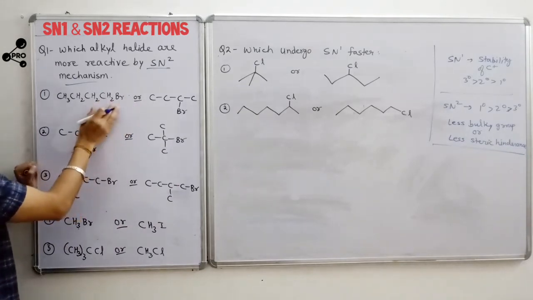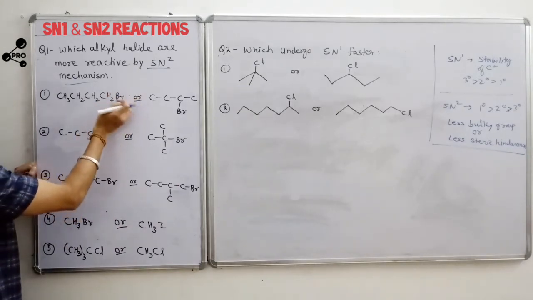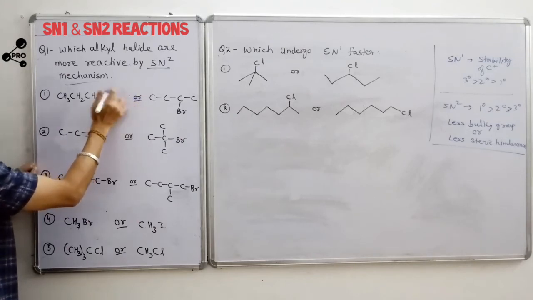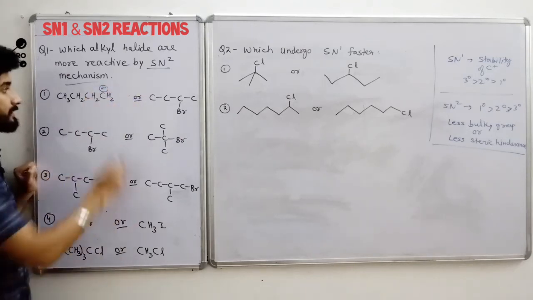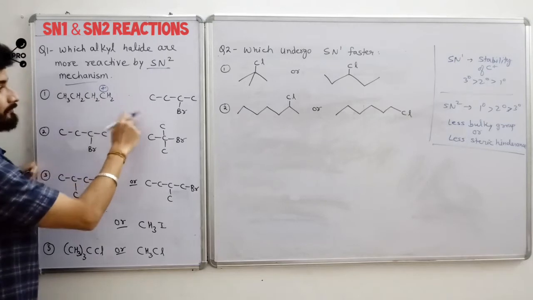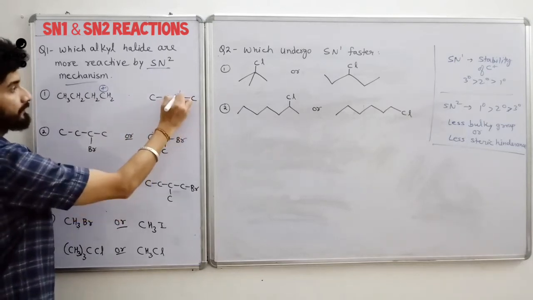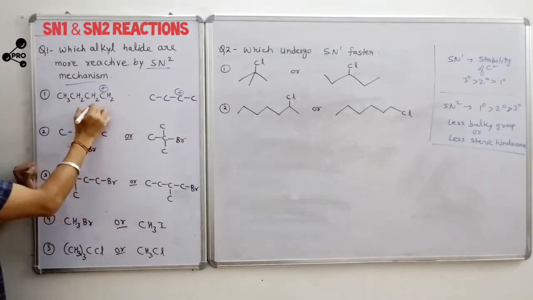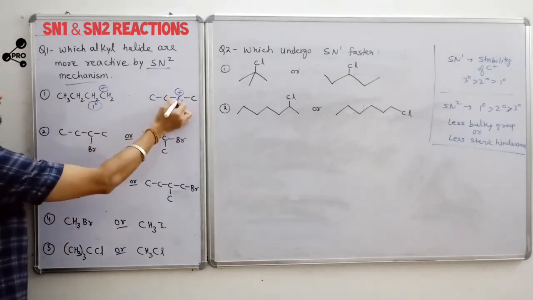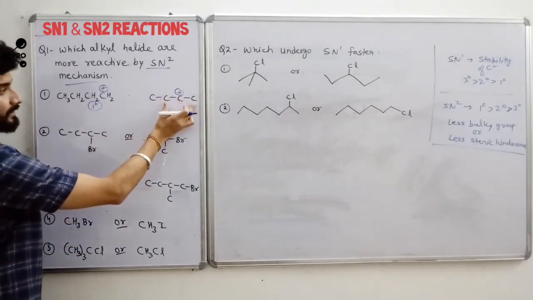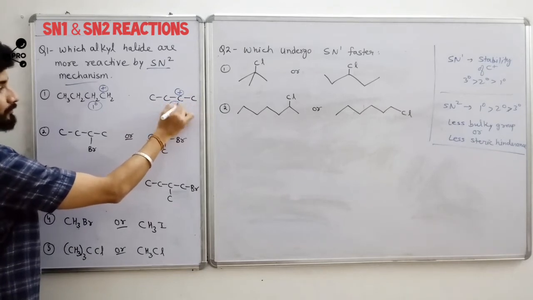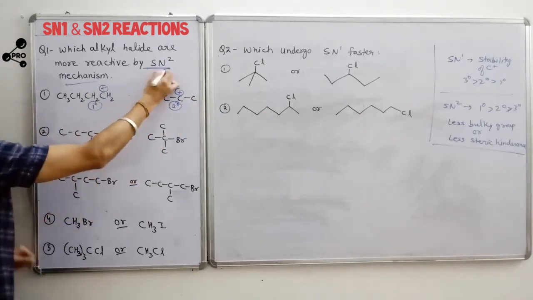So, bromine will leave from this part, and in this carbon we'll get the positive charge. In the other, bromine will leave from this part and this carbon will get the positive charge. This is a 1 degree carbon, and this carbon containing the positive charge is directly attached to 2 carbons, so this is a 2 degree carbocation. We are talking about the SN2 mechanism.